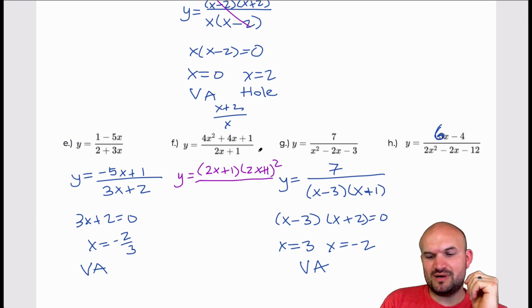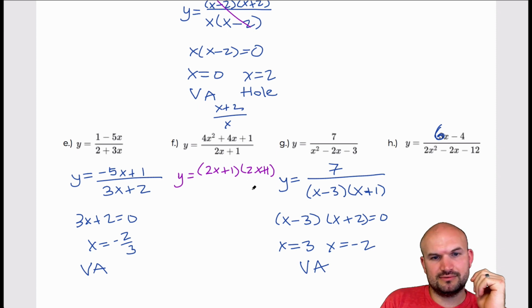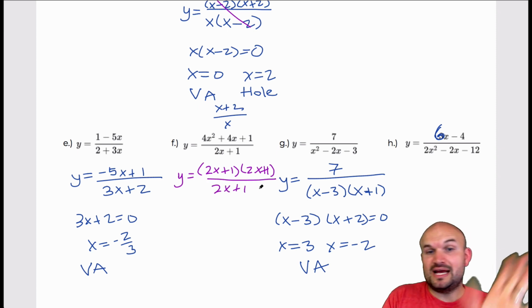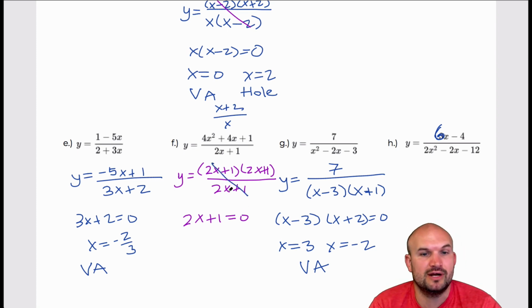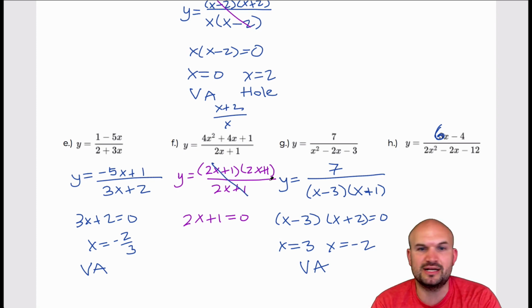all over 2x plus 1. So again, before I simplify, because I know they're the same, I'm going to set my denominator equal to 0, because I don't want to forget that. Now, I can divide these terms out. It doesn't matter which one you do, but you can only do one. You can't divide this 2x plus 1 into both of those.